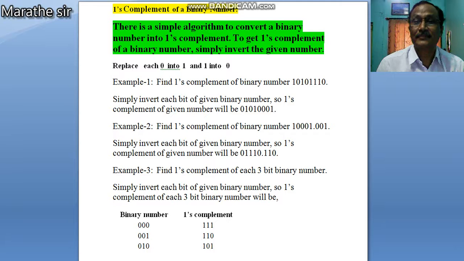The second example is to find the one's complement of the binary number 100001.001. That is a fractional binary number. So to convert that binary number into its one's complement format, replace each 0 by 1 and 1 by 0. So we get the one's complement of the given number as 011110.110. There is a third example. Find the one's complement of 3-bit binary numbers. It is similar to the above numbers.